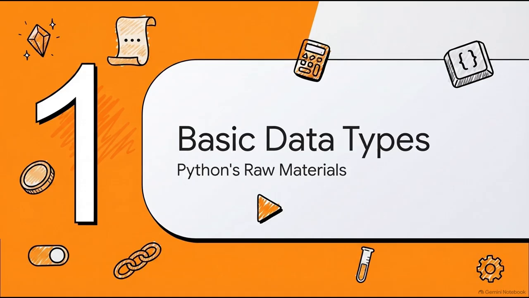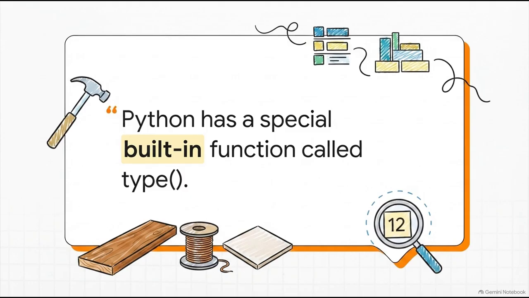Okay, let's dive right into this. Before you even think about swinging a hammer, you really need to know your materials, right? In Python, these materials are called data types. Every single piece of information your program handles has a very specific type, and Python really needs to know what that type is to work with it correctly.